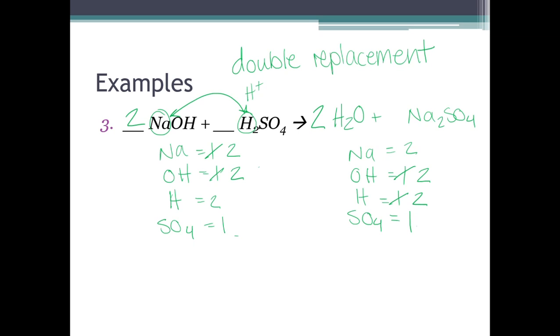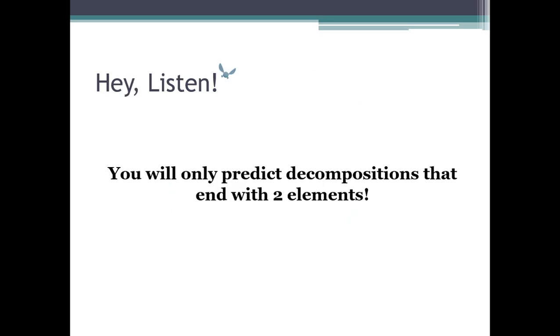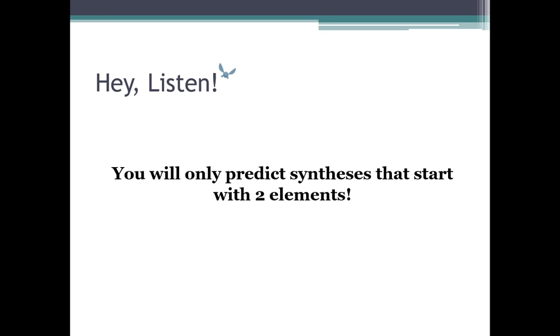All right, couple of things I've said many times, I'm going to say them again. You will only predict the products for decompositions that end with 2 elements and that start with one thing. If it didn't start with one thing, it's not a decomposition. If it did start with one thing, it's going to end with 2 elements. Your decompositions you'll be asked to predict are very simple. Same with your syntheses. You will only be asked to predict products if it starts with 2 elements. If it didn't start with 2 elements, you're not being asked to predict the products of a synthesis. It's something else.